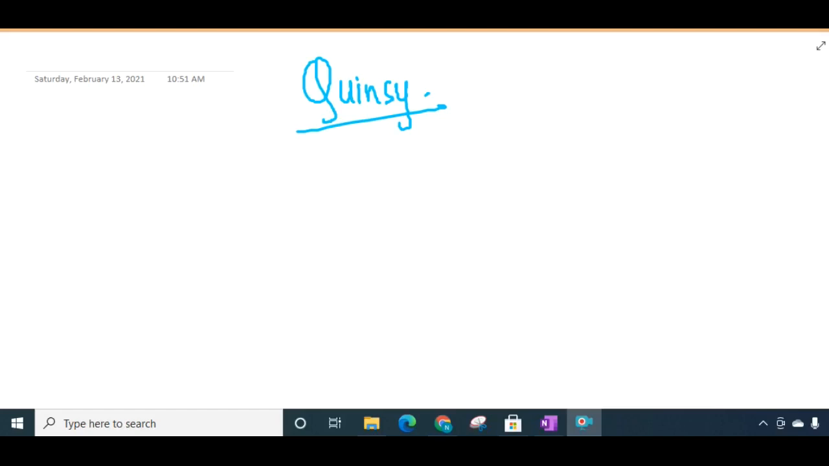Hello friends, let us now learn about quinsy or peritonsillar abscess. Here quinsy is the collection of pus in the peritonsillar space. See, if this is the tonsil, the space present around the tonsil is the peritonsillar space.